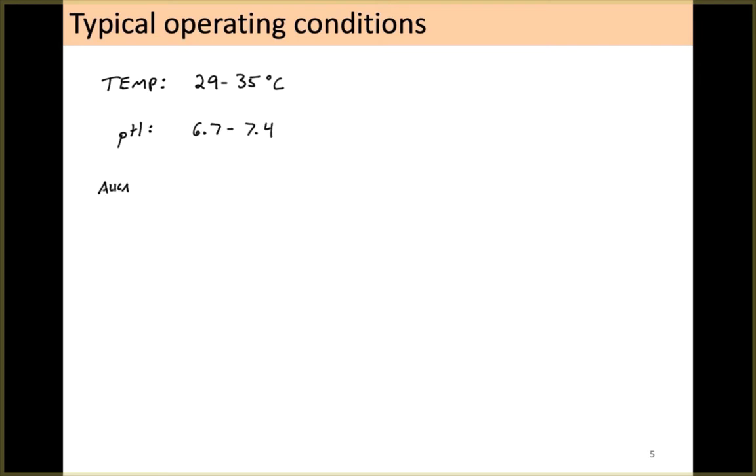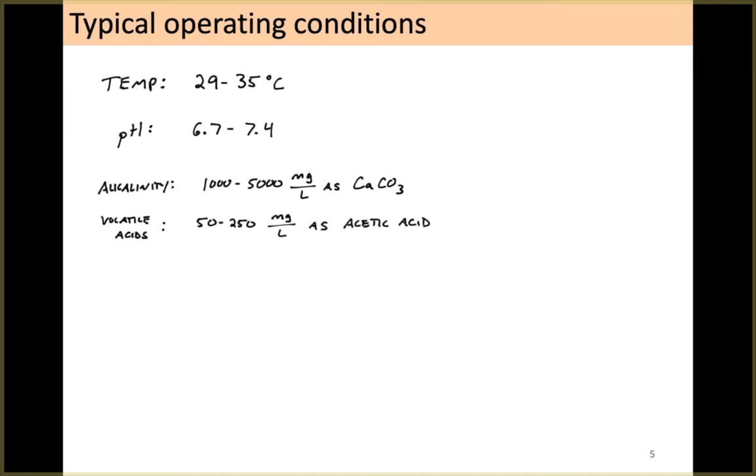So just to kind of get our heads around how one of these digesters works, these are very carefully controlled reactors. And so they will typically be run at a fairly warm temperature, anywhere from 29 to 35 degrees Celsius, warmer to accelerate the breakdown process. We'll typically run at approximately a neutral pH, and we'll see in a few slides why that is. And you can see that we may be having to control alkalinity as well. 1,000 to 5,000 milligrams per liter as calcium carbonate.